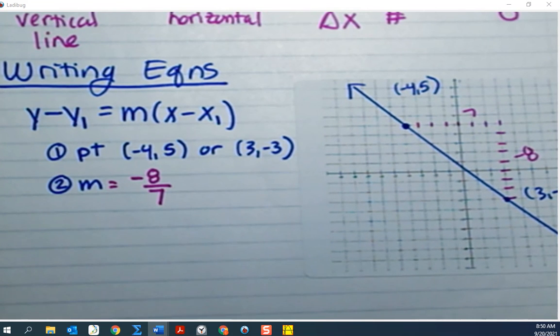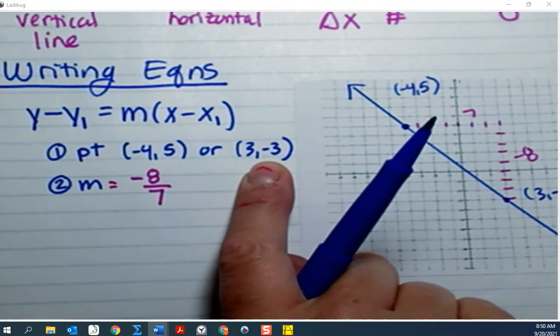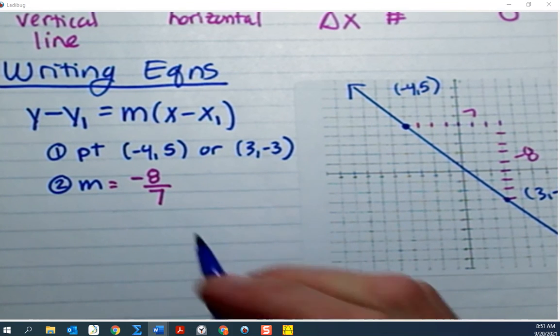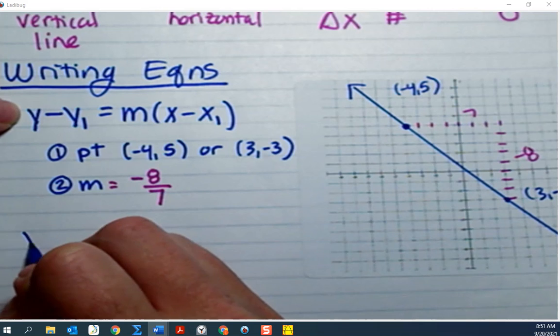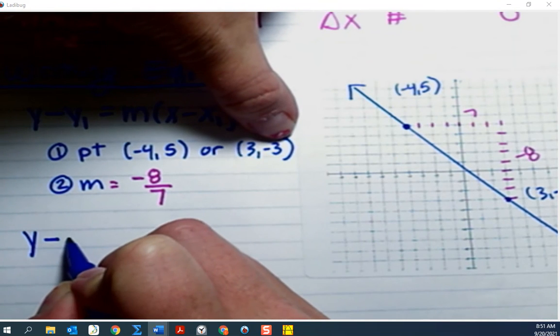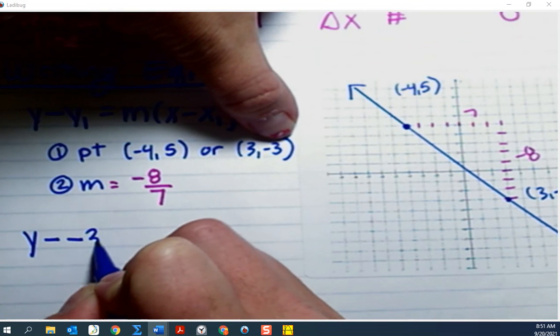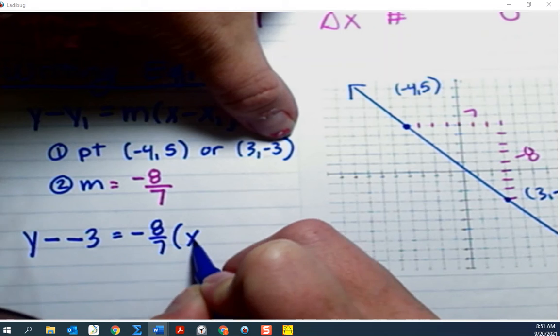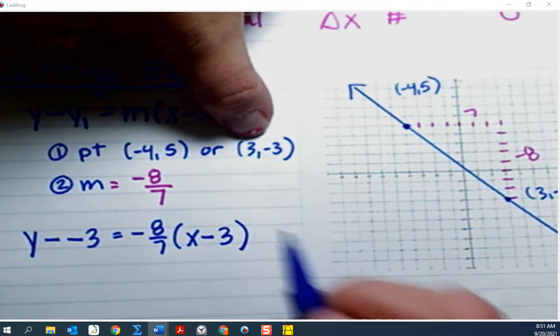Okay, let's put it together. Doesn't matter which point you use? No. Guys, there's many different answers. Any point will do. I'm going to choose this one just because 3s are smaller than 4 and 5. That's the only reason, because maybe I like smaller numbers than bigger numbers. Okay, here we go. Y minus y1 equals slope times x minus x1.